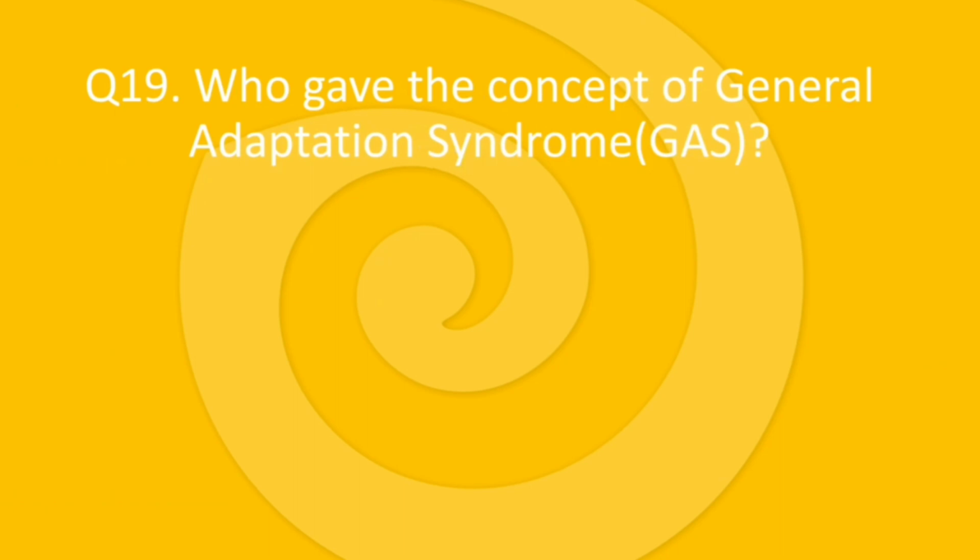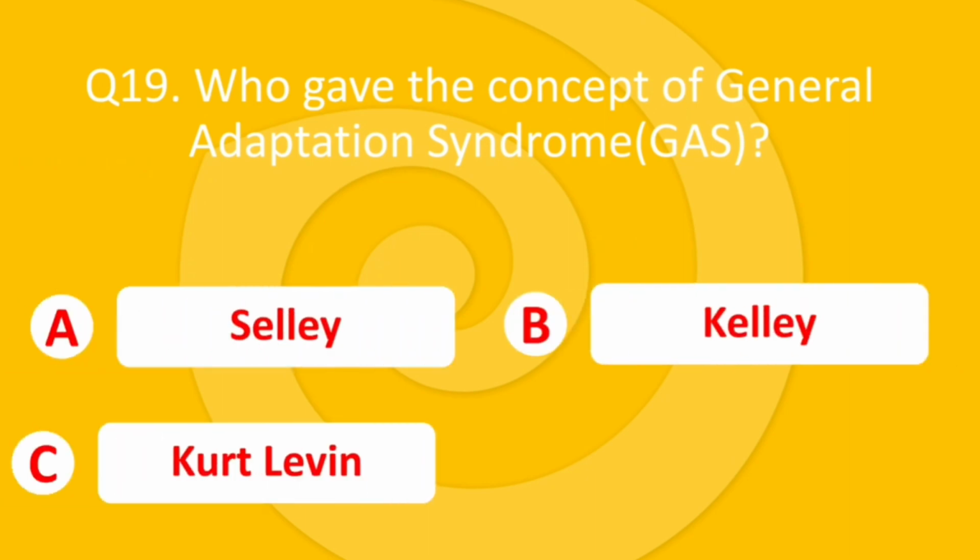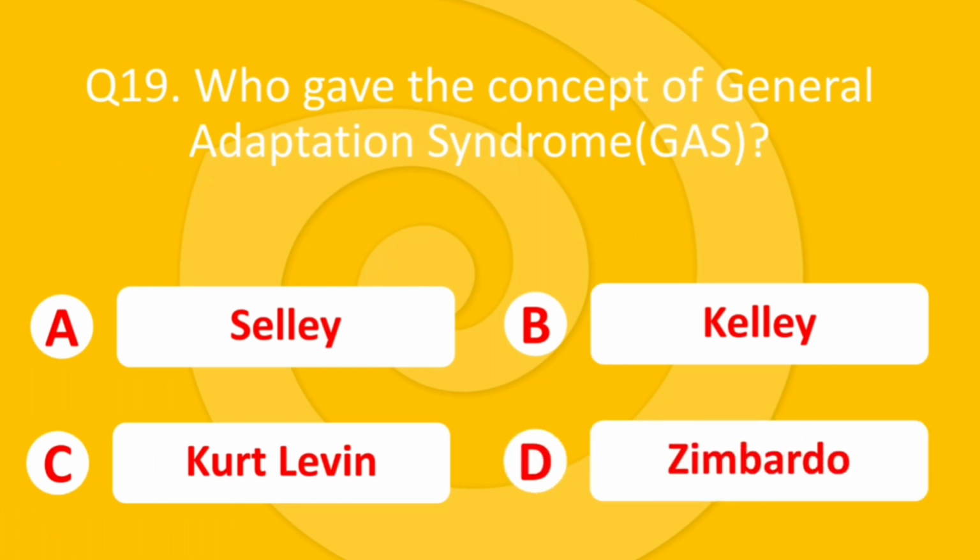Question number 19. Who gave the concept of general adaptation syndrome, GAS? Option A, Sally, option B, Kelly, option C, Kurt Levin, or option D, Zimbardo. So the right answer is option A.